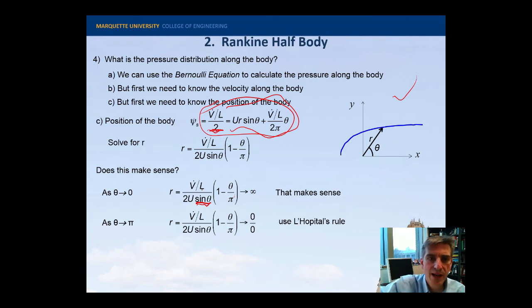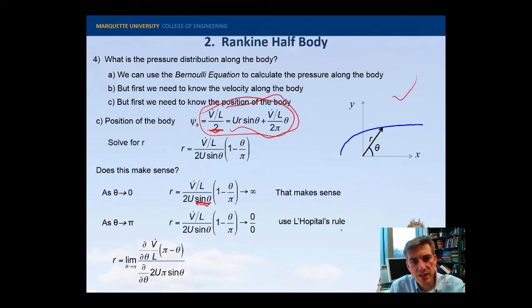Let's see, if I put in pi here, I get theta over pi, which is 1, 1 minus 1 is 0, and then in the denominator I get this sine theta that's going to 0. So I'm getting 0 over 0, of course. I need to use L'Hopital's rule. That's where you take the derivative of the numerator and the denominator with respect to the dummy variable, theta in this case, and then we'll take the limit again.